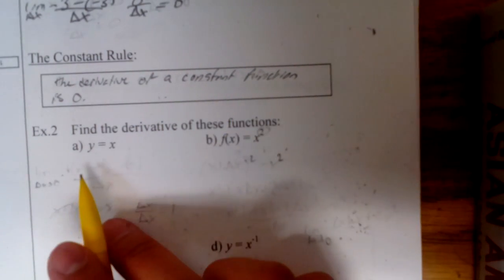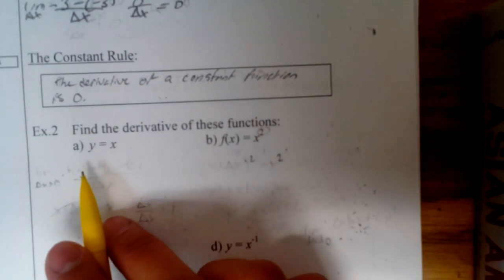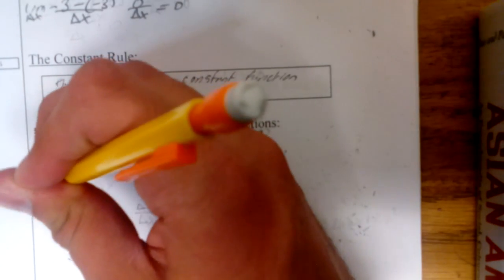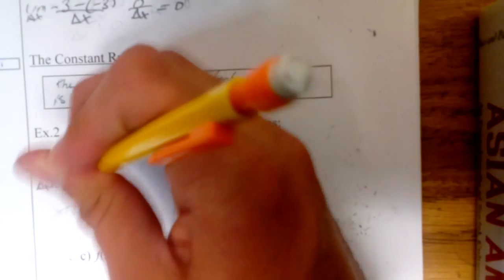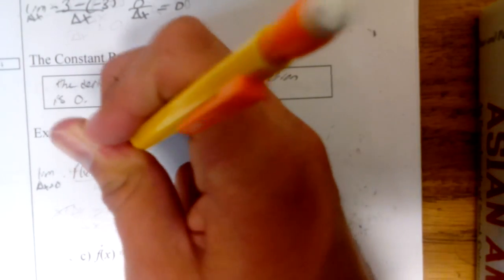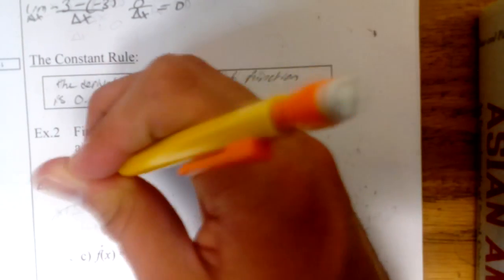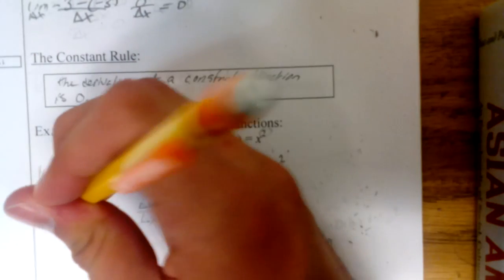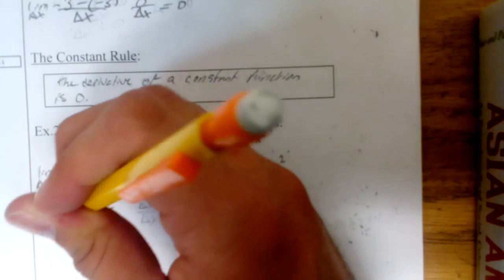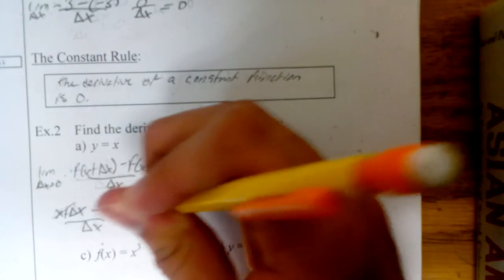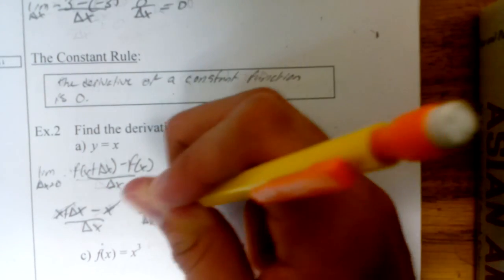And we need the limit definition to find the derivative of these. So the limit as delta x approaches 0 of f of x plus delta x minus f of x over delta x. So we plug in x plus delta x for x, so you get x plus delta x minus x over delta x. The x's will cancel, and you have delta x over delta x, which equals 1.